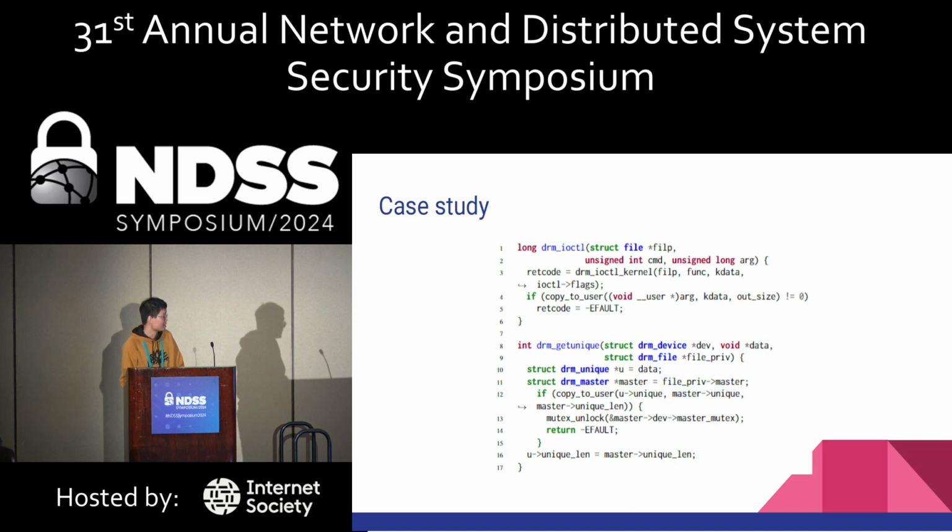This is because the master object is a freed object, and the attacker can control the master unique field, and then the master unique length field of this object. Therefore, in copy to user, he is able to create a new out-of-bound read error.